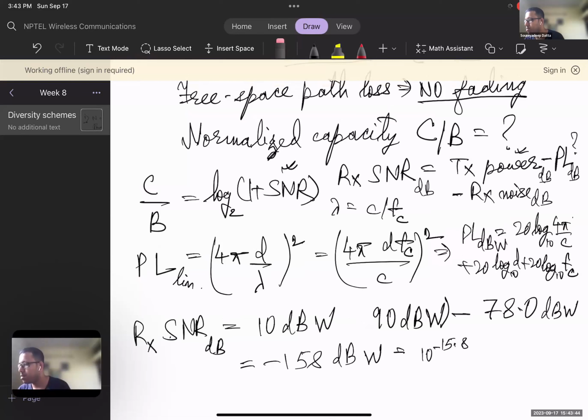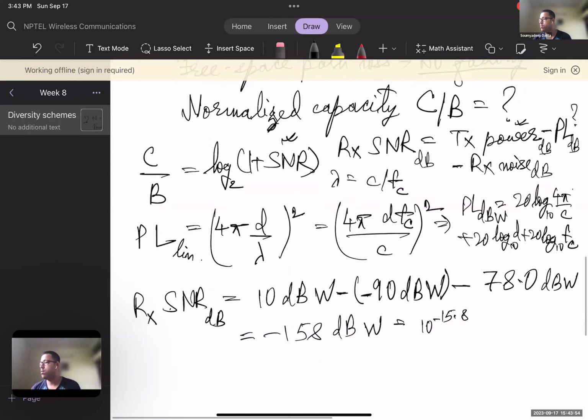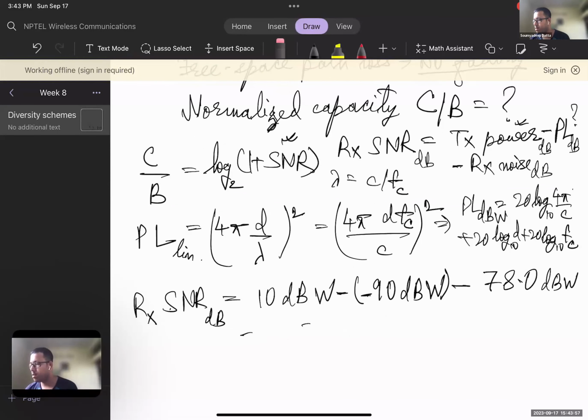So the receiver noise in this case is low. This is not a linear value. This is a dB scale value, and it is very low. It's minus 90 dB watt. So here I actually made a sign error, and so then this will actually be 100 minus 78.0. This will be 22 dB watt. It's my bad. So this is the typical receiver noise value, and it is actually quite low. So that is why this kind of value is quite normal.